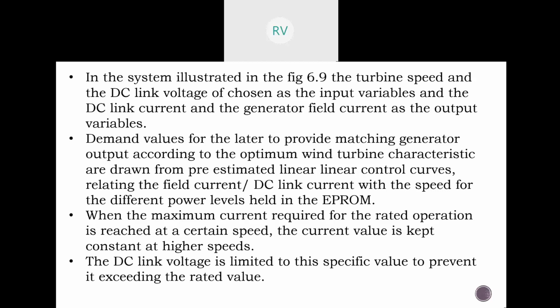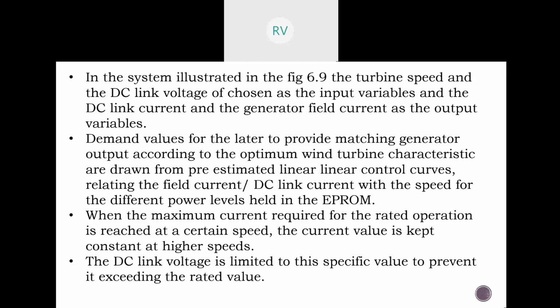In the system illustrated in figure 6.9, the turbine or generator speed and the DC link voltage are chosen as input variables, and the DC link current and the generator field current as output variables. So we are taking the DC link voltage and the speed of the turbine or the generator, either can be taken, as the input variables, and the DC link current and the generator field current are taken as the output variables.